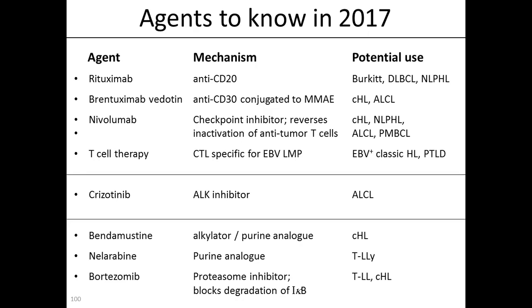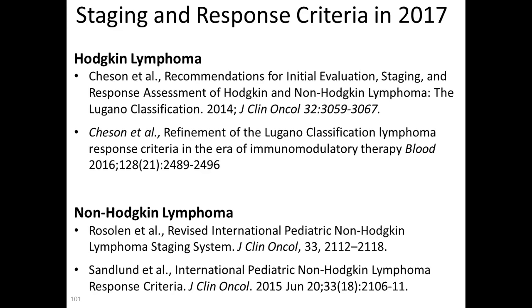Again, it's 2017. Many of these have already been mentioned, but in 2017, these are some of the medications used for the Hodgkin and non-Hodgkin lymphomas that as practicing clinicians we should be aware of. It includes their mechanism of actions and the potential therapeutic use. This is the staging and response criteria in 2017.